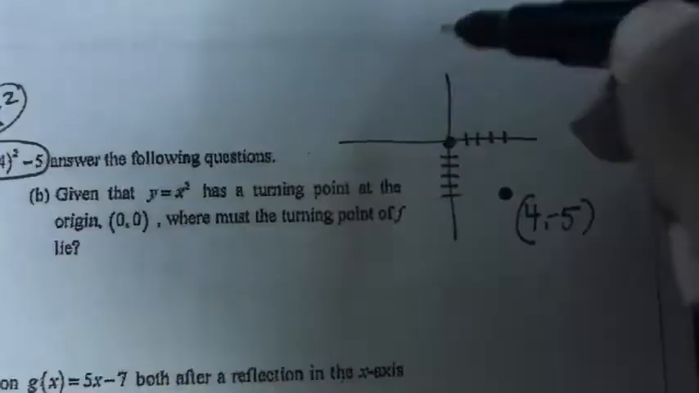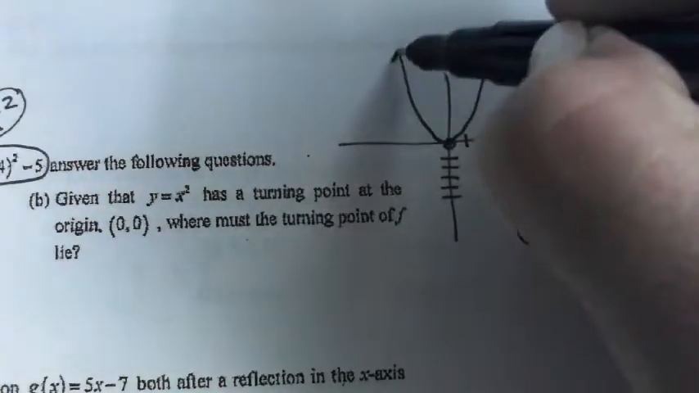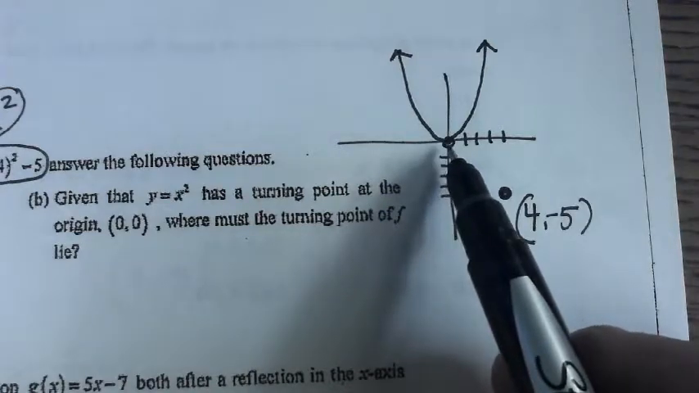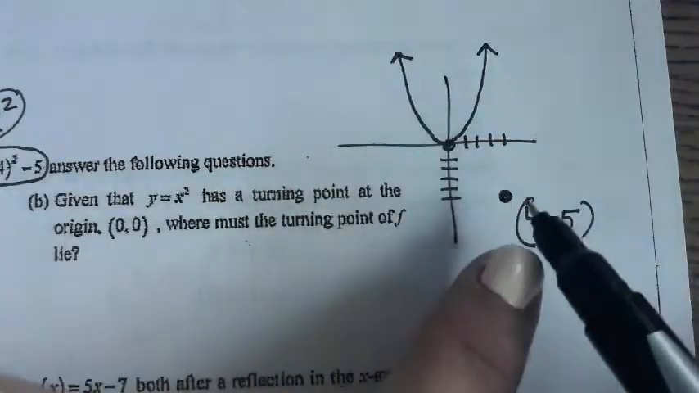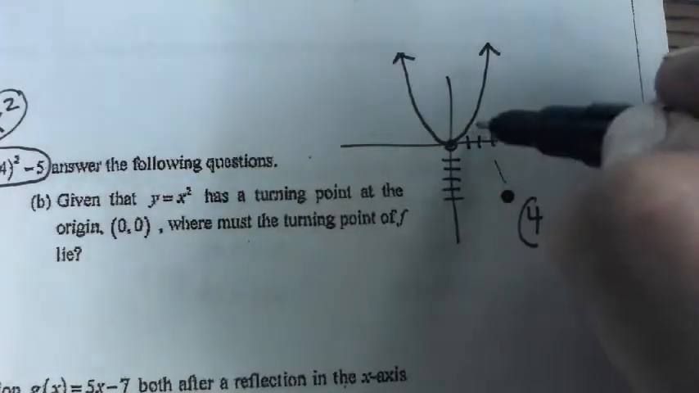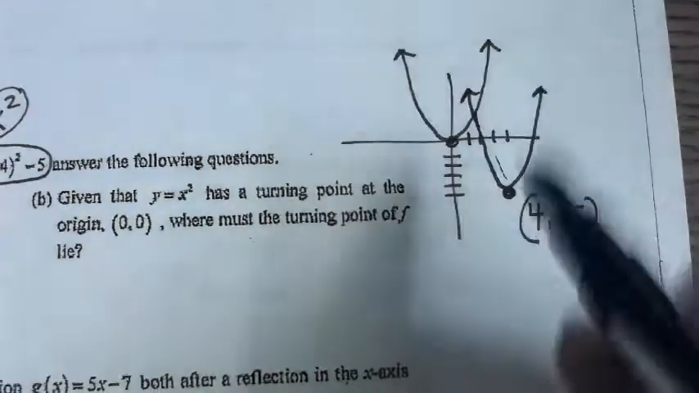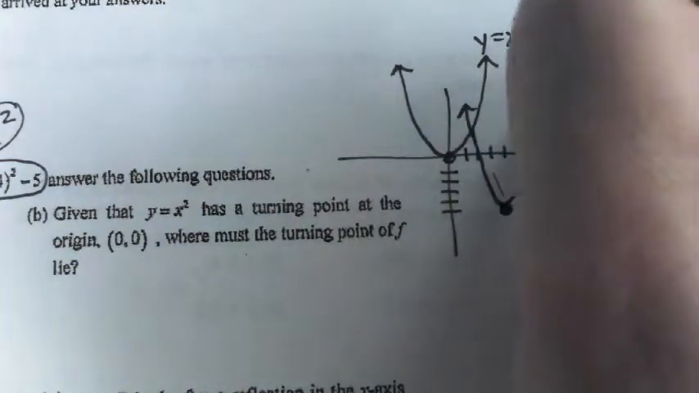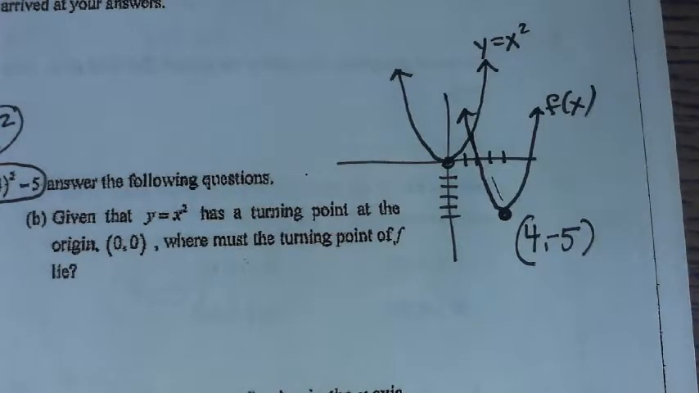Okay, so y equals x squared just looks like this. Do you see how they're calling that the turning point? We also call it a vertex, right? The entire graph has been shifted right 4 and down 5. So the new turning point is there. So this is y equals x squared, and this is your f of x. Any questions on that? Okay.